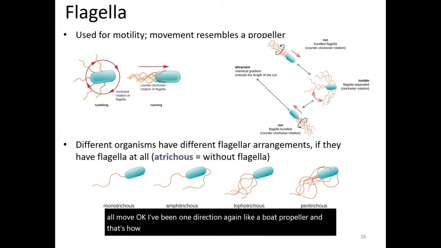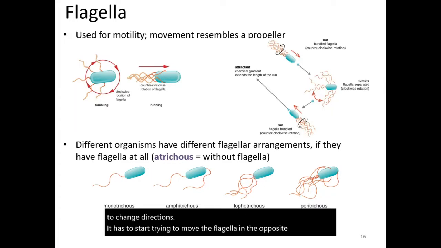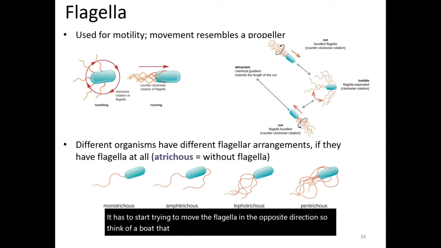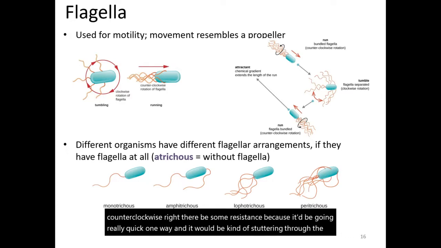And that's how they move in a straight line. However, we call that process running, okay? And so whenever the bacteria wants to change directions, it has to start trying to move the flagella in the opposite direction. So think of a boat that is moving in a straight line through the water, right? Let's say the propeller is moving clockwise. If you suddenly were able to make the propeller start going counterclockwise, there'd be some resistance because it'd be going really quick one way and it would be kind of stuttering through the water trying to go the opposite direction really quickly, right? So it would kind of stutter.